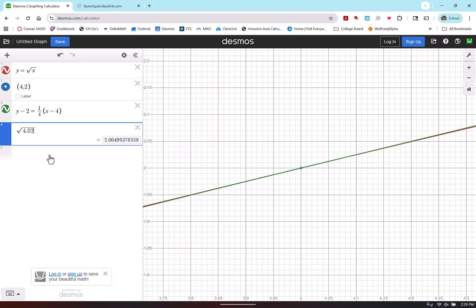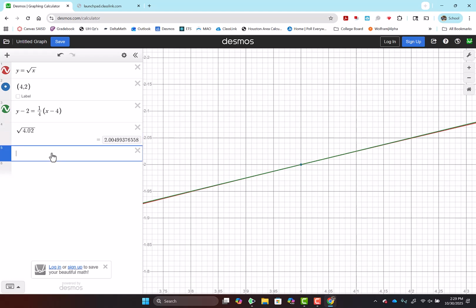If I come over here and scroll up, I hit this. Copy, paste, minus 2.005. Look how close you came. You came 0.000006. I would say that is pretty darn accurate without a calculator. Wouldn't you? Isn't that cool?